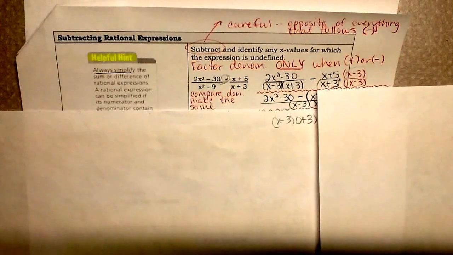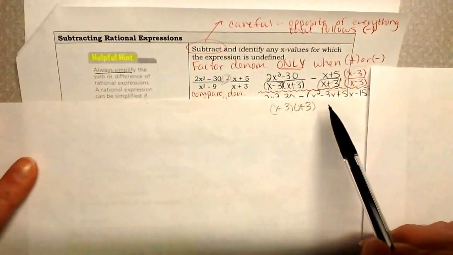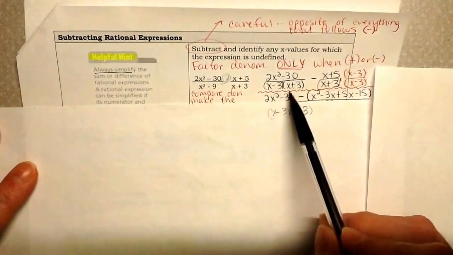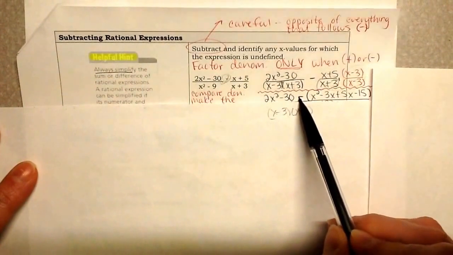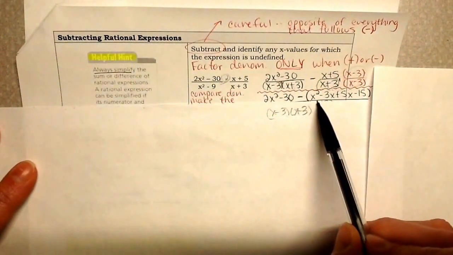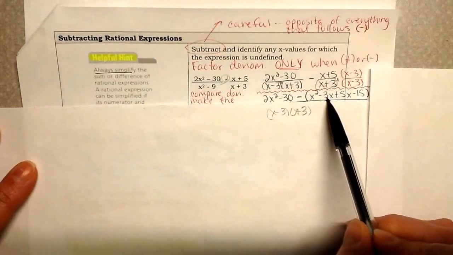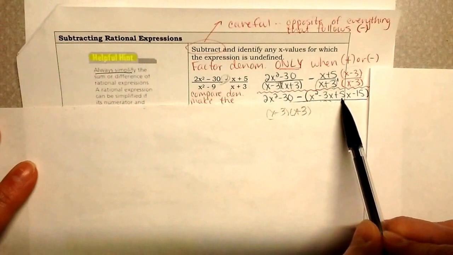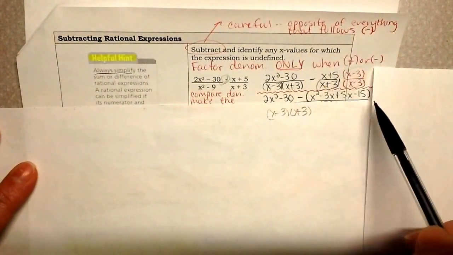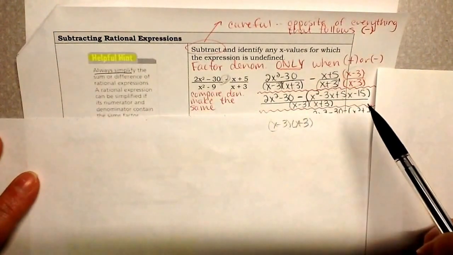Okay, so now that we have our denominators the same, we can just add the numerators, and this will be our denominator. So what I'm doing here is I'm just writing the numerator down again, 2x squared minus 30, minus, and I'm putting this whole thing in parentheses as I FOIL it out because I want to make sure to take the opposite of everything that follows. So I have x squared minus 3x, and then I'm adding 5x and subtracting 15. That goes over my denominator of x minus 3, x plus 3.